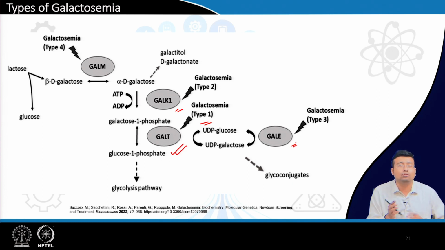GALK1 codes for galactokinase. This is galactose 1 phosphate uridyl transferase, this is galactose epimerase, this is galactose mutarotase, which is actually triggering the conversion of alpha D galactose to beta D galactose. So, those are the milder varieties, but the main one is GALT deficiency.